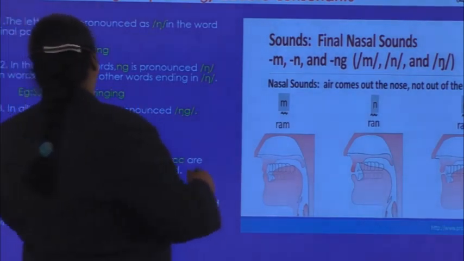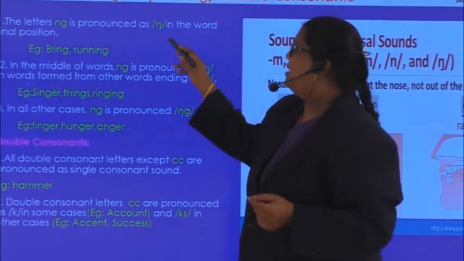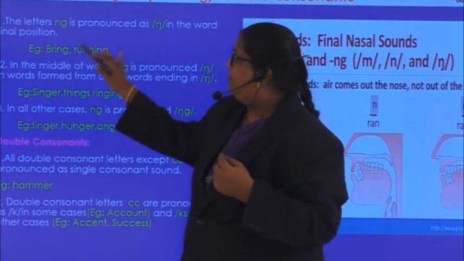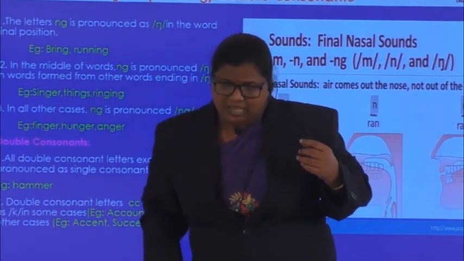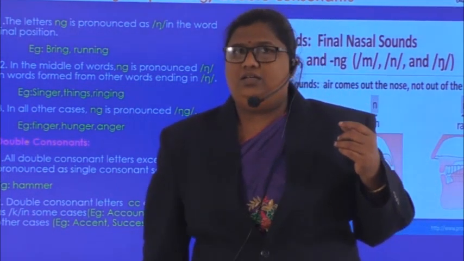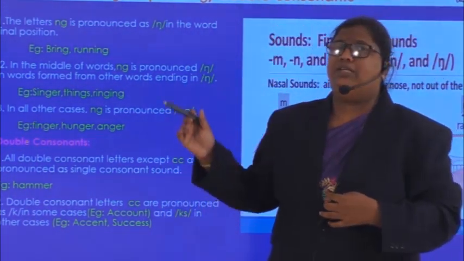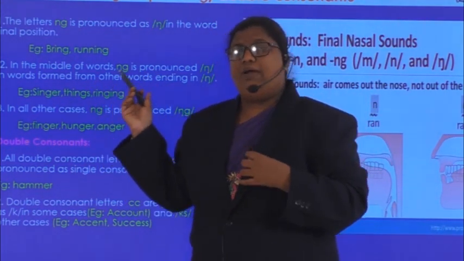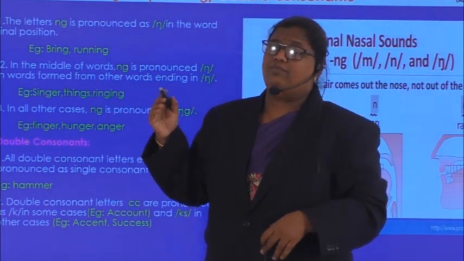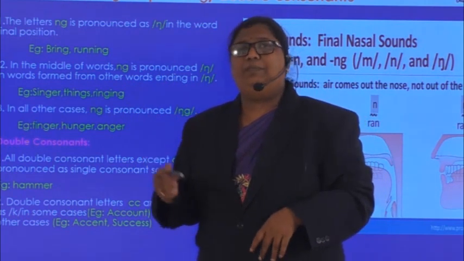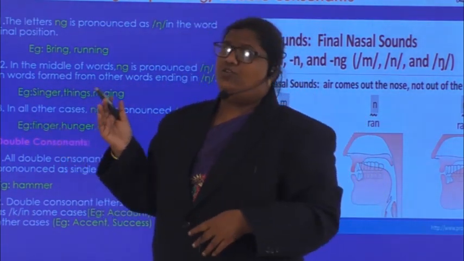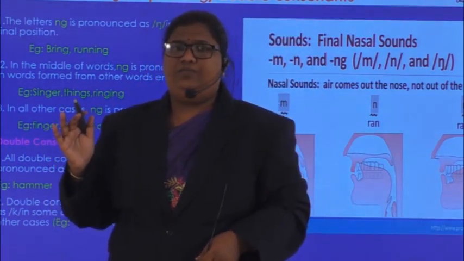The first one is the letters ng are pronounced as ng in the word final position. Like for example, bring, king. If you see any of these words, the ng sound has come at the word end. And there are a couple of words where it comes in the middle of the word also, like for example, pink. That also you pronounce as ng.